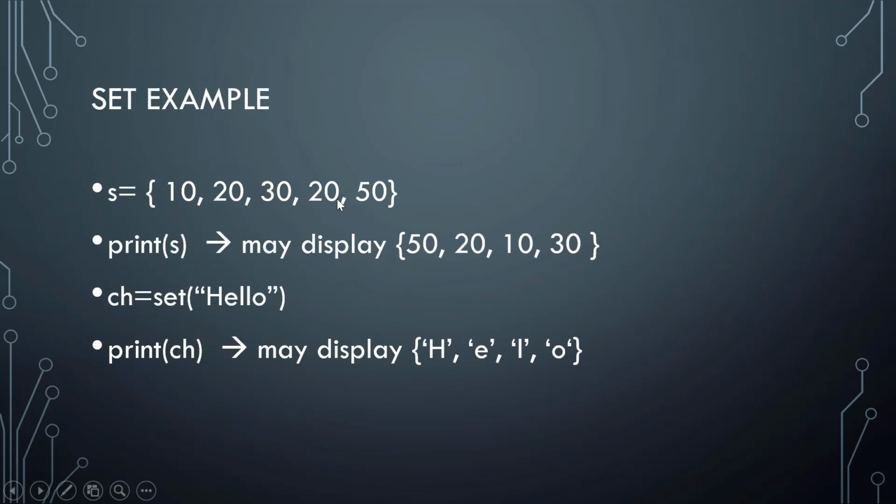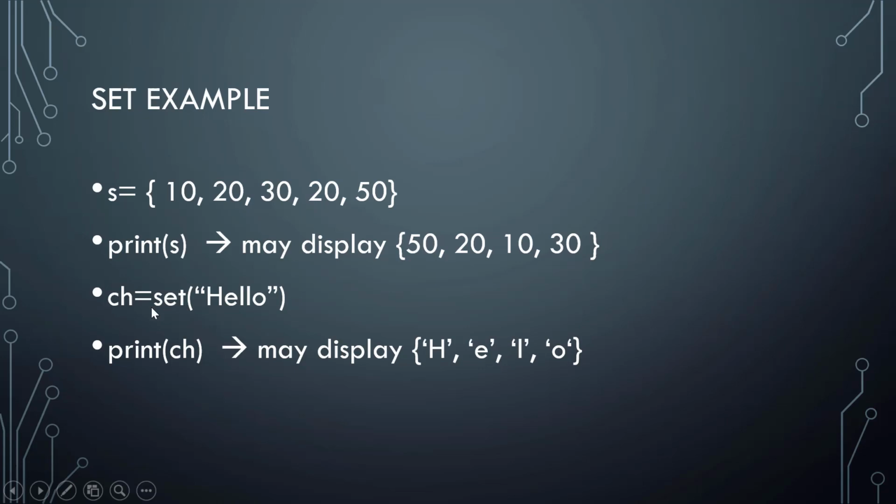See the next example. ch is equal to set of "hello". So I'm creating a set with a function now. Previously I created it with curly braces. In this example I'm using a function, typecasting. Hello is a string, but I'm using the set function to convert it into a set, and that result I assign to ch. Now ch is a set type variable.